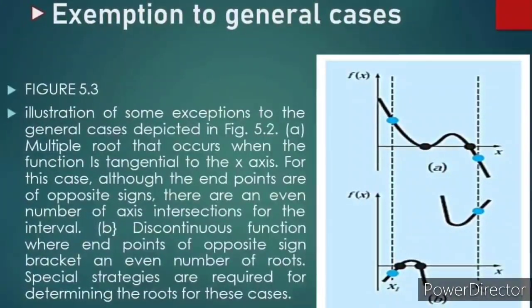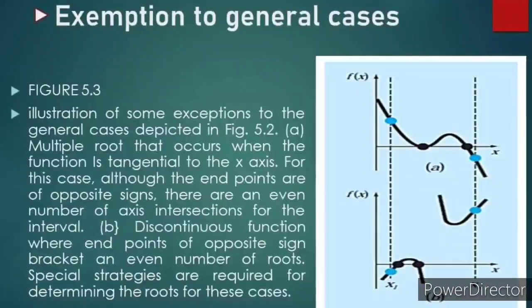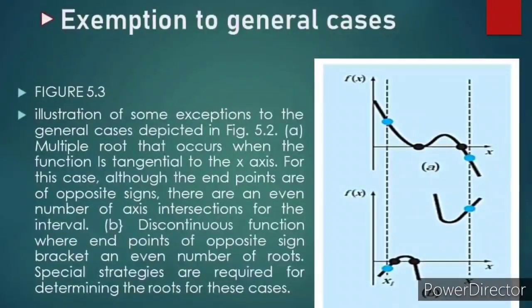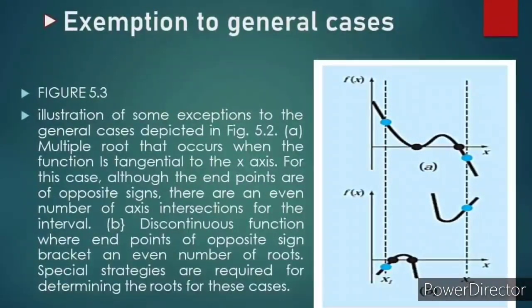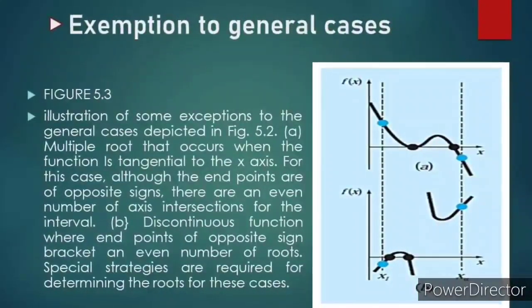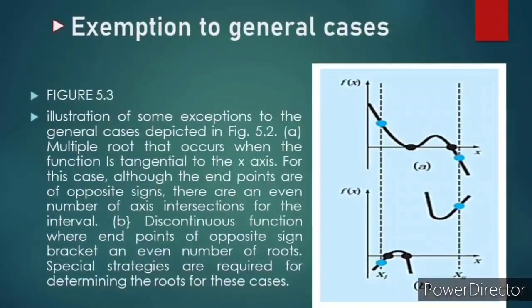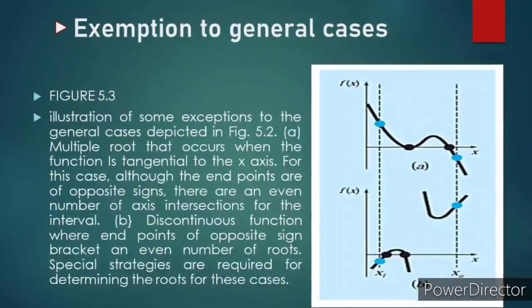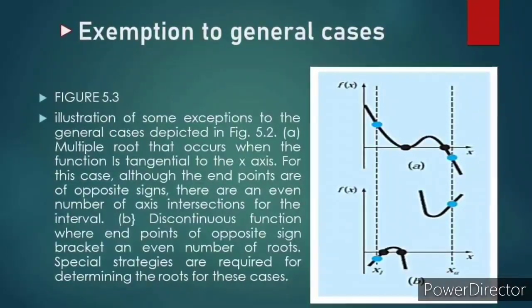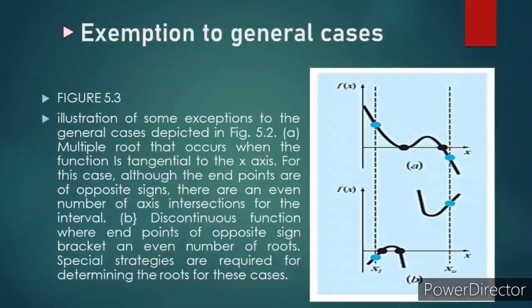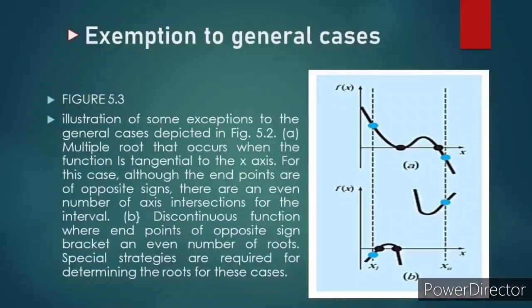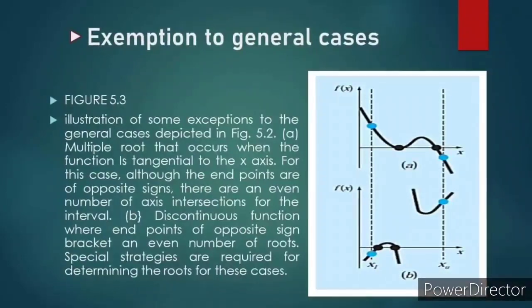Exceptions to the general cases. Figure 5.3. Illustration of some exceptions to the general cases depicted in Figure 5.2. A: a multiple root occurs when the function is tangential to the x-axis. For this case, although the endpoints are of opposite sign, there is an even number of axis intersections for the interval. B: a discontinuous function where endpoints of opposite sign bracket an even number of roots. Special strategies are required for determining the roots for these cases.